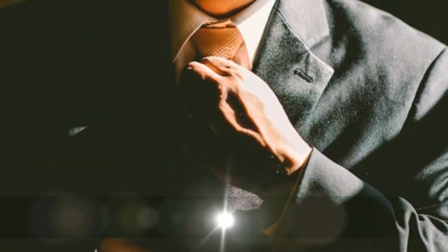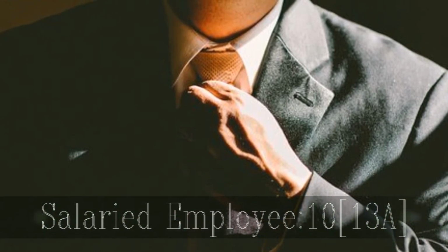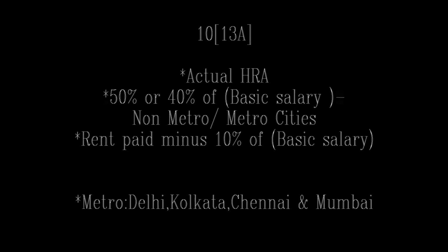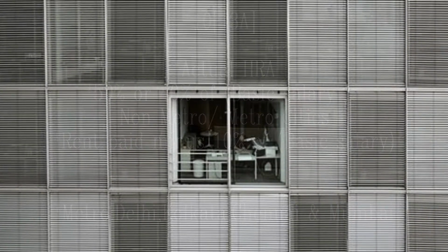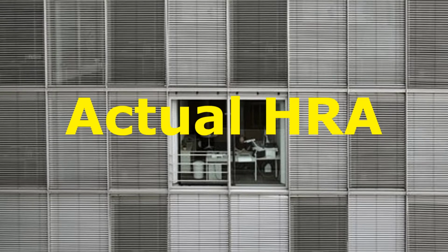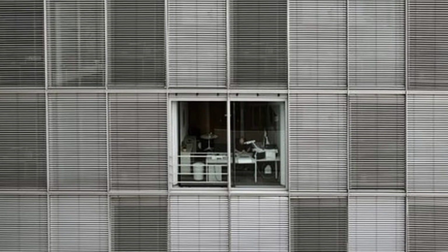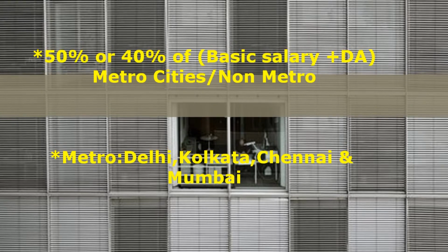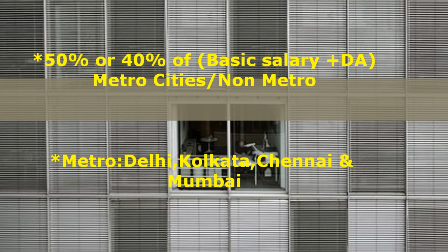Now, if you are a salaried employee, then you can claim HRA under Section 10(13A). Out of the below mentioned amounts, whichever is the least can be claimed for the HRA. Now, if we consider the figures, the first thing to be considered is the actual HRA that's listed on your payslip. So the second one is 50% of your basic if you are in a metropolitan city, either Delhi, Calcutta, Chennai or Bombay.